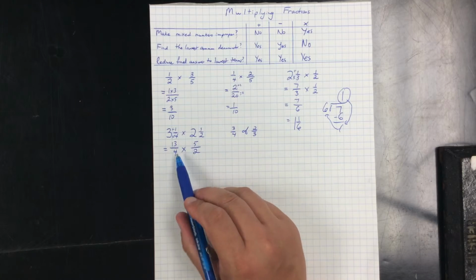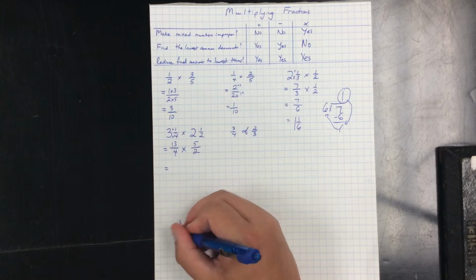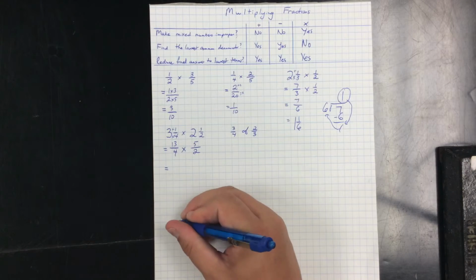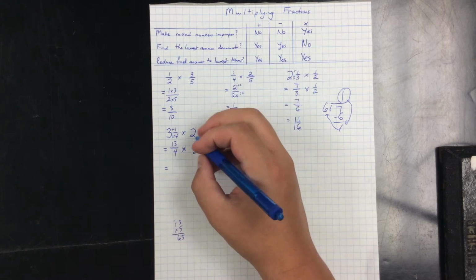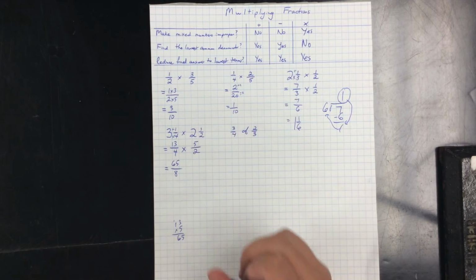Alright, 13 times 5 on the top and 4 times 2 on the bottom. So 13 times 5. 5 times 3 is 15. 5 times 1 is 5, and that gives 65. 65 over 4 times 2 is 8.